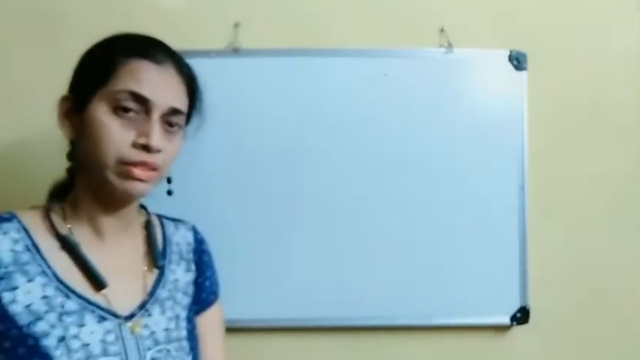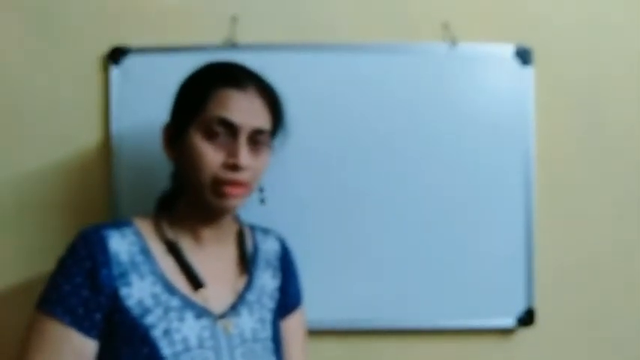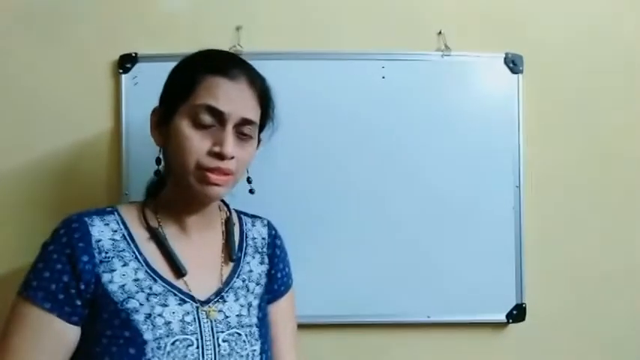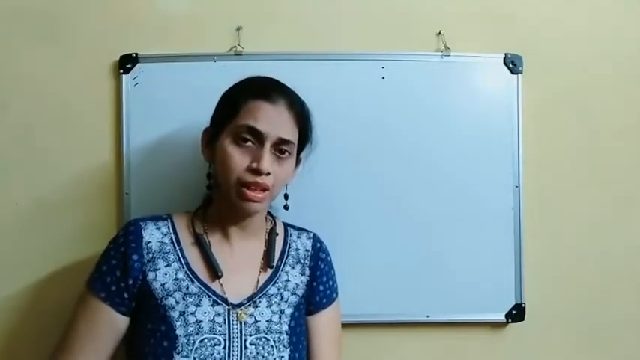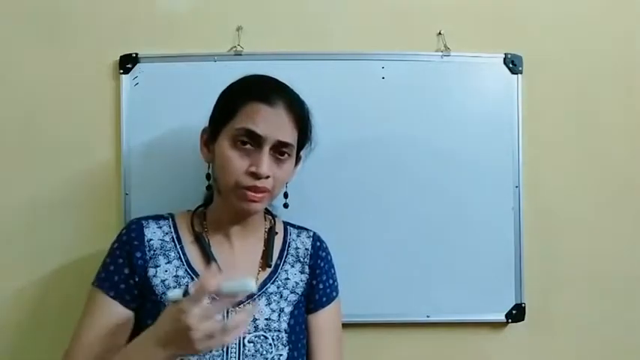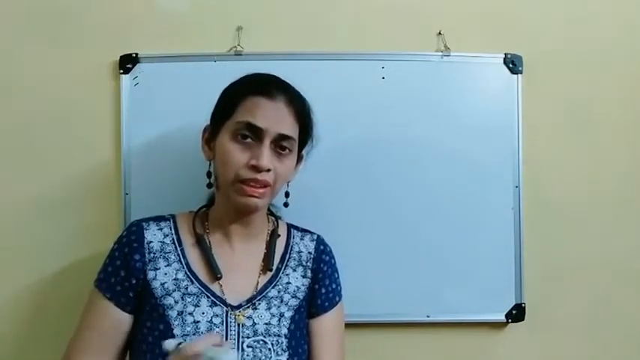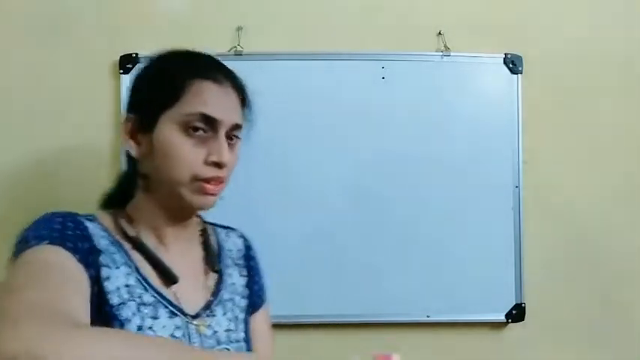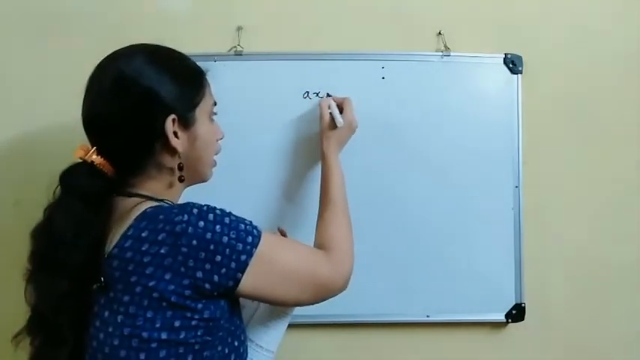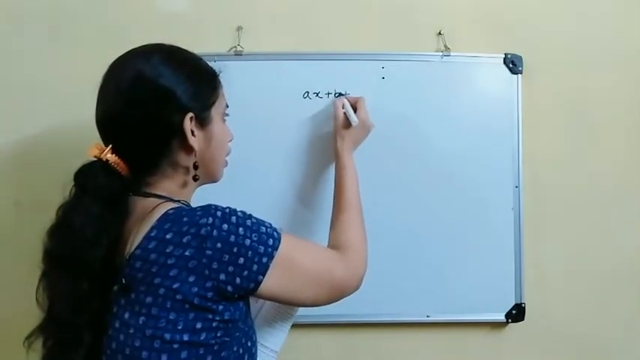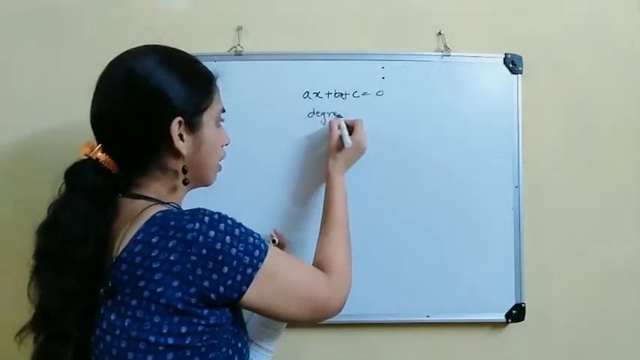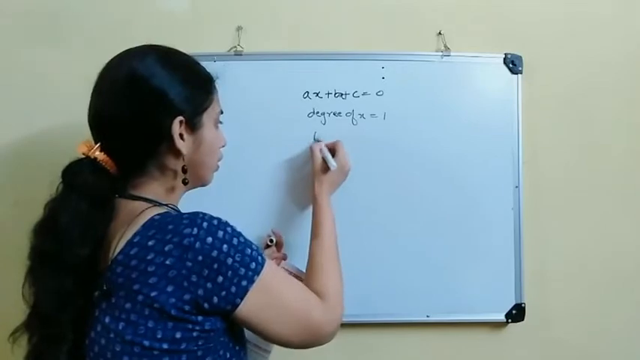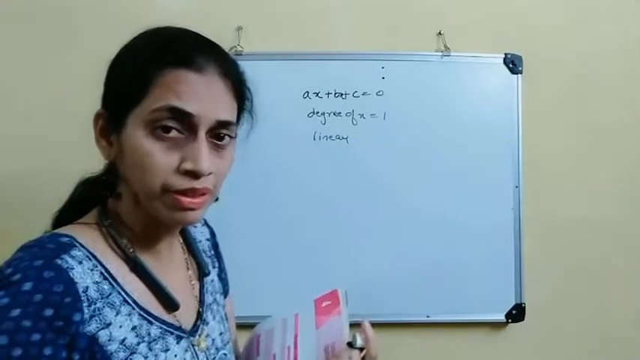We are going to study the fourth chapter of mathematics, which is quadratic equations. Before starting with quadratic equations, as you can recollect, we have done linear equations in our previous standards. So I am going to give you a basic idea of what a linear equation is and what a quadratic equation is. See, ax plus b, that is ax + b = 0. Here the degree of x is equal to 1. So this is a linear equation.